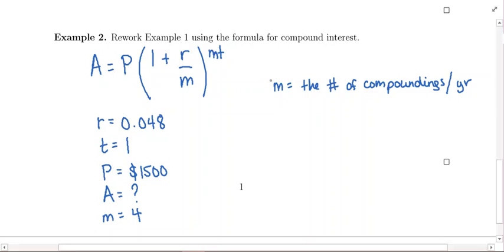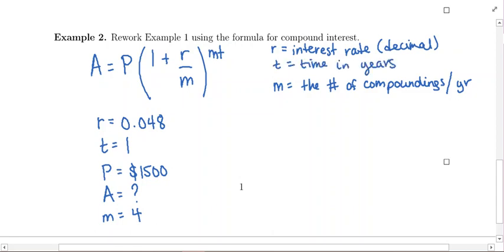Before I plug this in, make sure you understand: R is the interest rate as a decimal. T is the time in years. M is the number of compoundings per year. P is the amount of the original deposit.